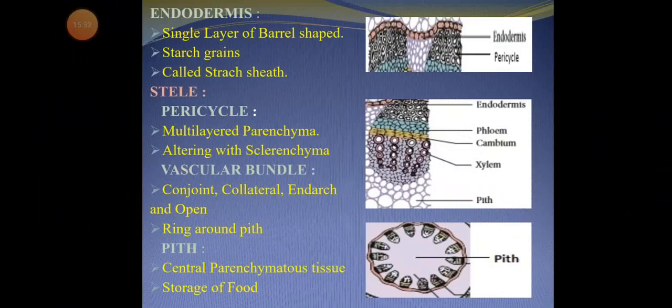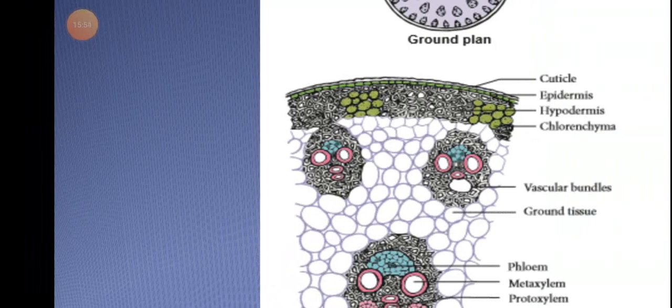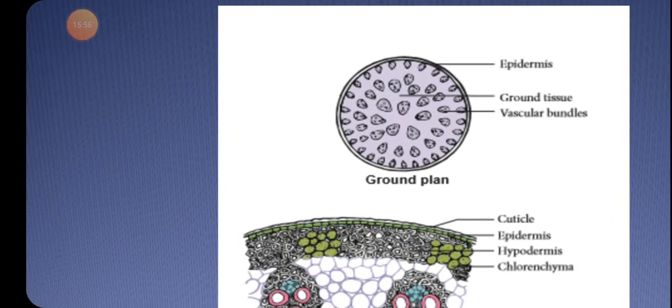Now the internal structure of dicot stem is over. Then monocot stem. What is monocot? Already I told. Dicot stem is over, the monocot stem we have to see. If we cut the monocot stem, we can see the structure.